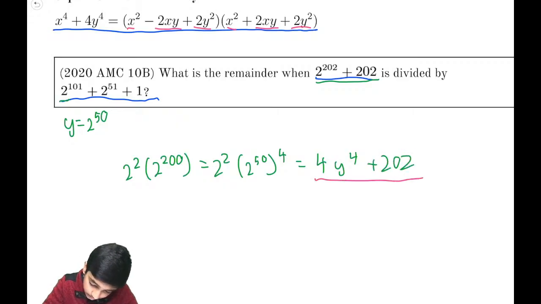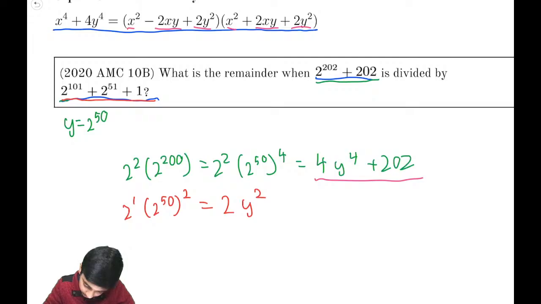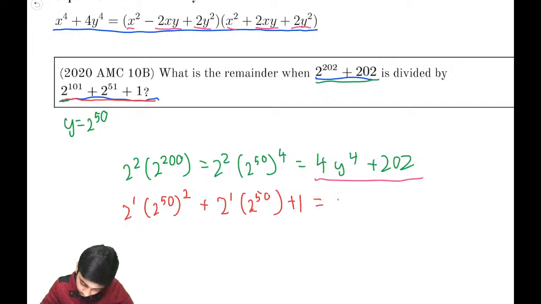And the second expression in terms of y is 2 to the 101 plus 2 to the 51 plus 1, which will be equal to 2 to the 1 times 2 to the 50 squared, or 2 times y squared. Then we also have to add 2 to the 51, which is 2 times 2 to the 50, and then plus 1. This is equal to 2y squared plus 2y plus 1.